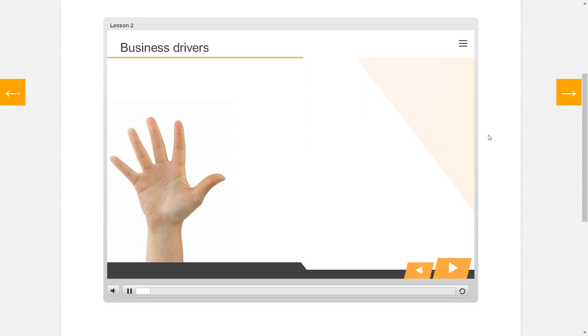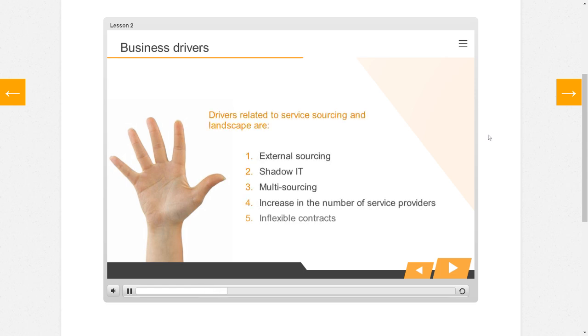The Service Sourcing and Landscape group of drivers relates to the number and types of services an organization has, how they are currently sourced, and their complexity. You can see the 5 specific drivers in this group on screen here.